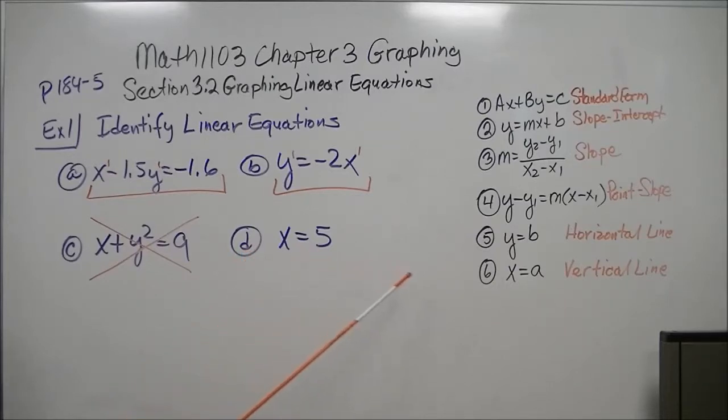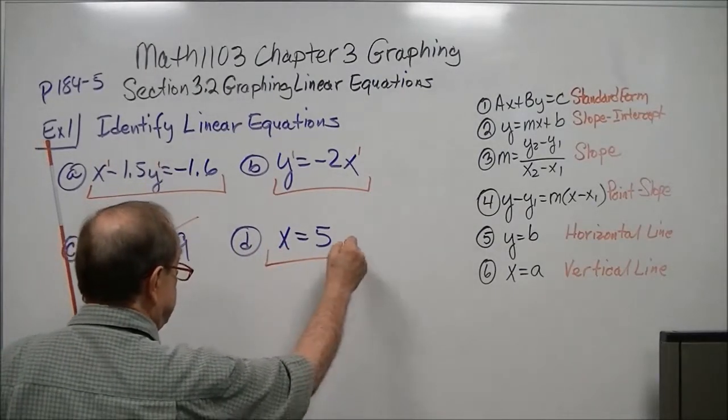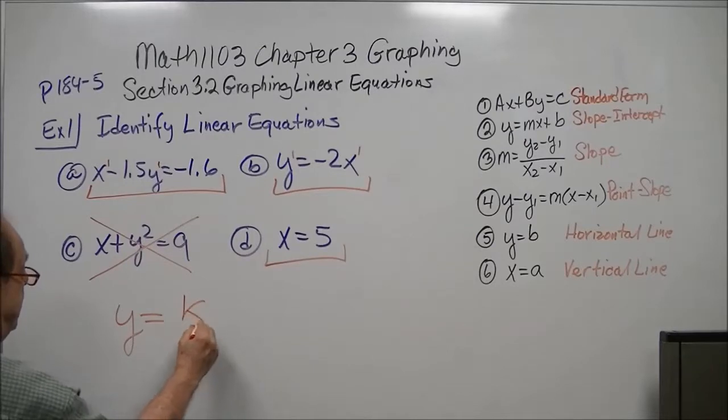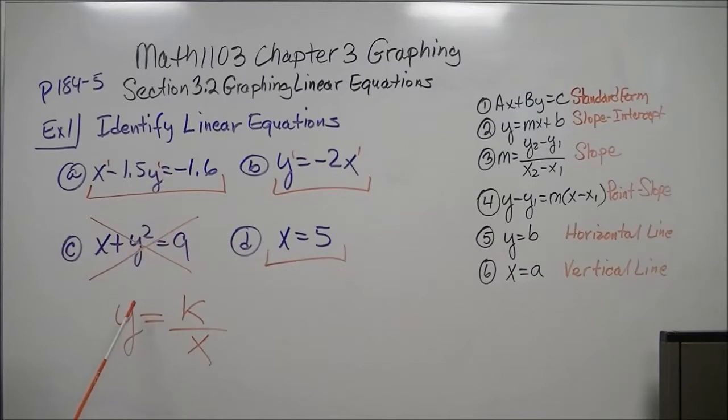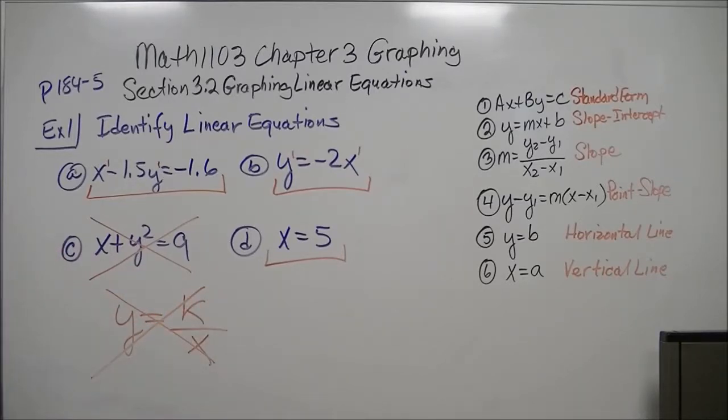Notice D is on our little reminder section over here, and it happens to be formula 6, which is a vertical line, which is a straight line, so this one is linear. Now if you were to have something like this, y equals, let's say, k over x, where the exponents are only 1, but here we have x in the denominator, that's not a linear equation.